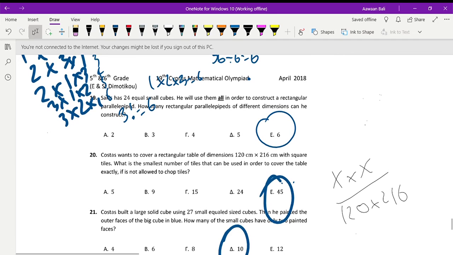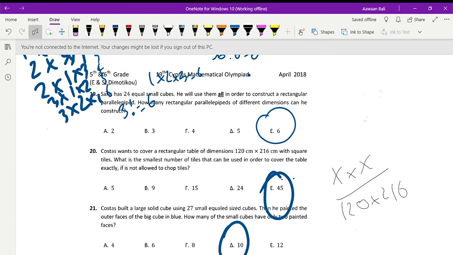Costas wants to cover a rectangular table of dimensions 120 centimeters times 216 centimeters with square tiles. What is the smallest number of tiles that can be used in order to cover the table exactly if you're not allowed to chop tiles?